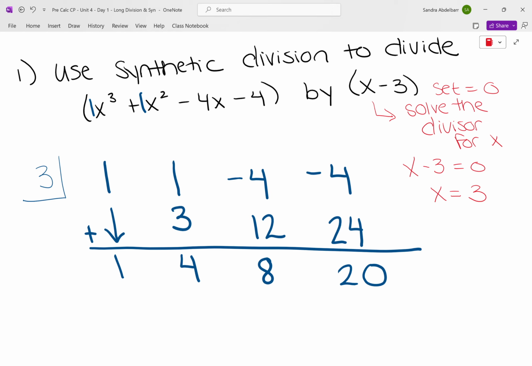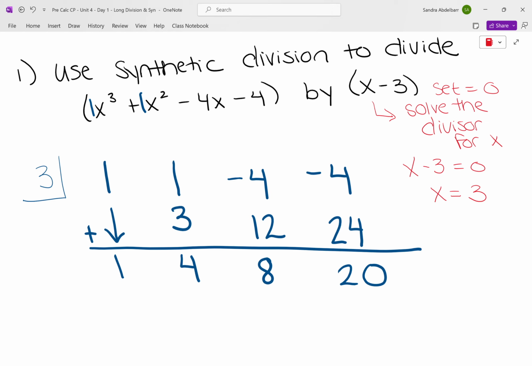Yes? How do you know when to add and how do you know when to multiply? So every number under the line gets multiplied with the 3, and then you put it in the next column and add that column. Then you get a new number under the line, multiply that by 3, put it into the next column, then add that column.